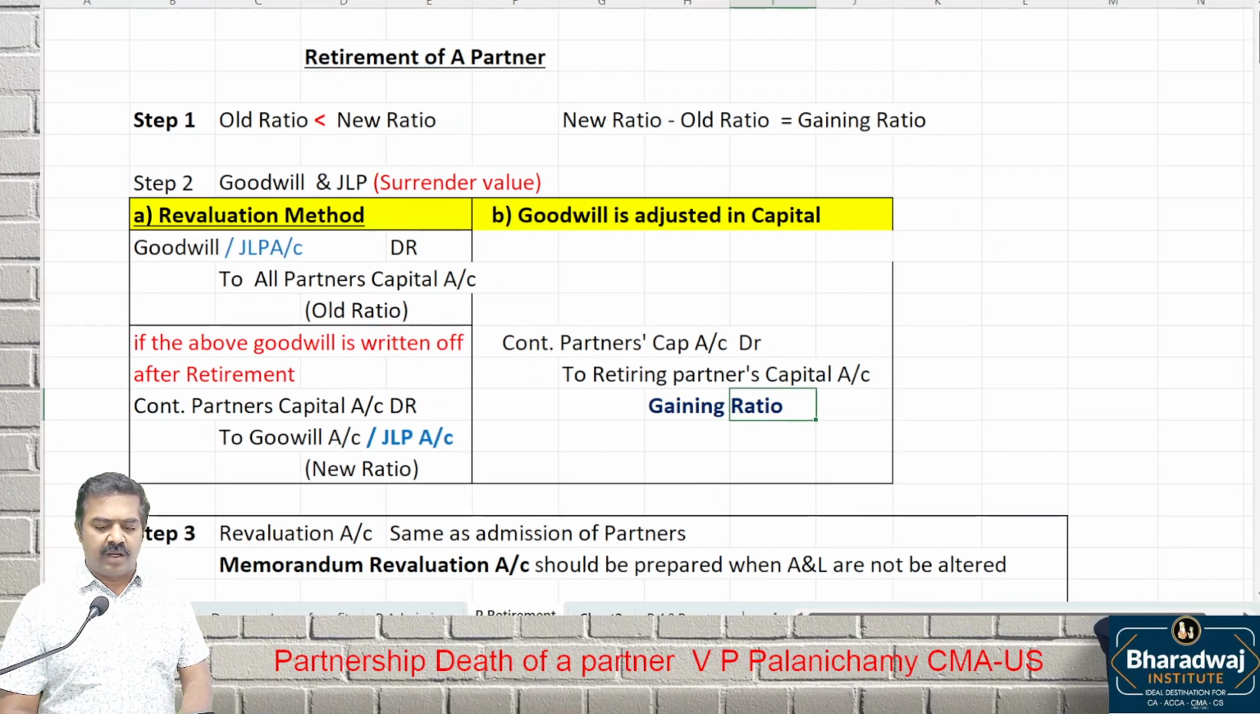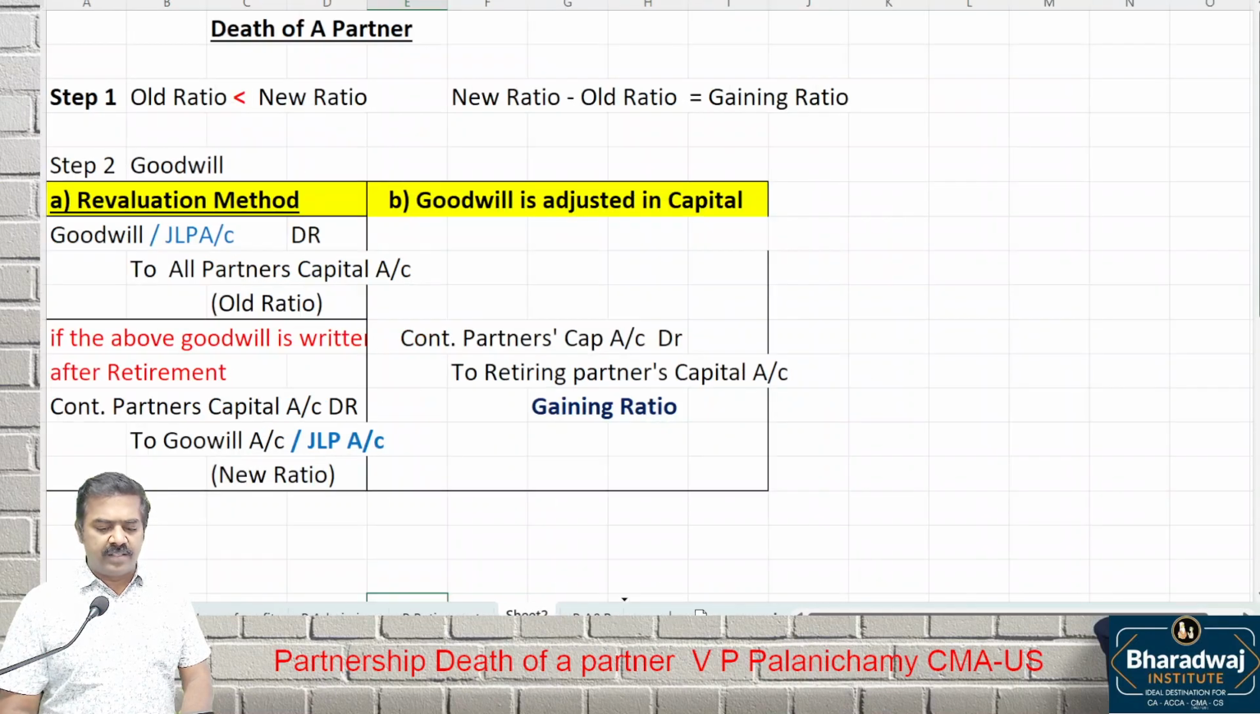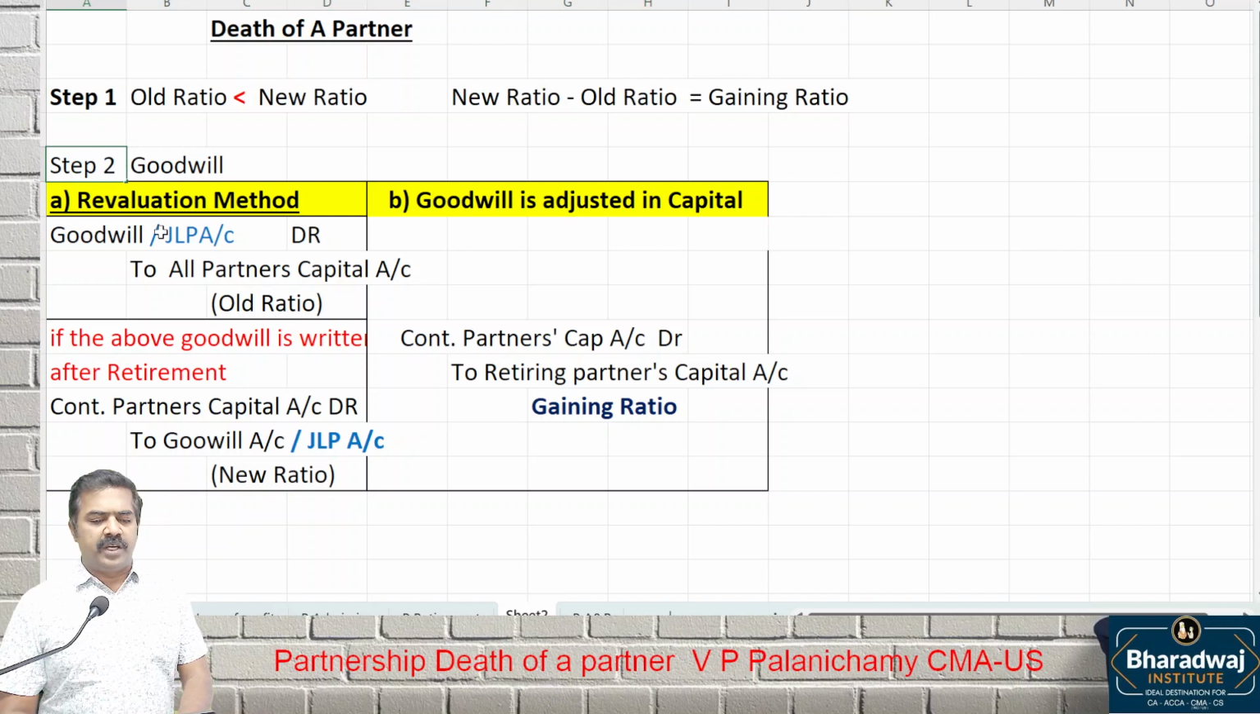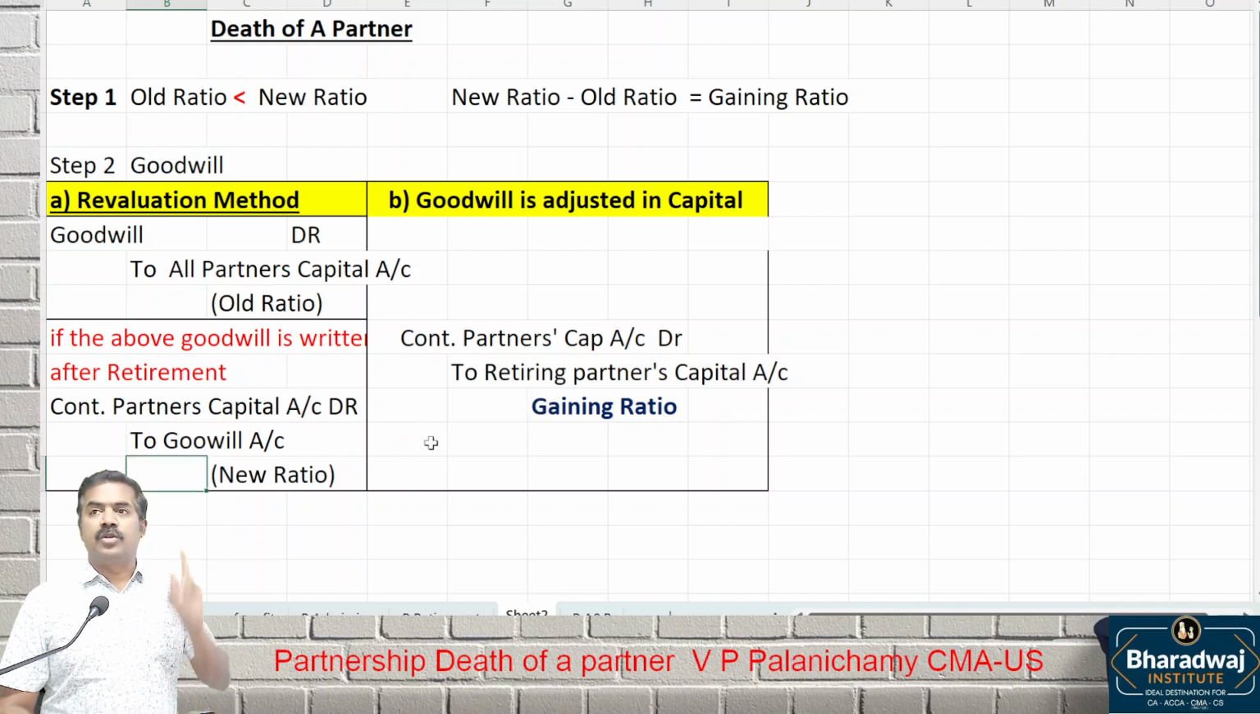In case of retirement or death also, it is going to be the same. Death of a partner. In case of death of a partner also, the first step is the same. What do you mean by first step? Old ratio, new ratio, and gaining ratio. Adjustment of goodwill is also the same. There are two methods in which you can adjust goodwill. In case of death of a partner, the deceased partner's goodwill will be either raised and written off, or adjusted through which account? Capital account. Don't repeat, just write, start.